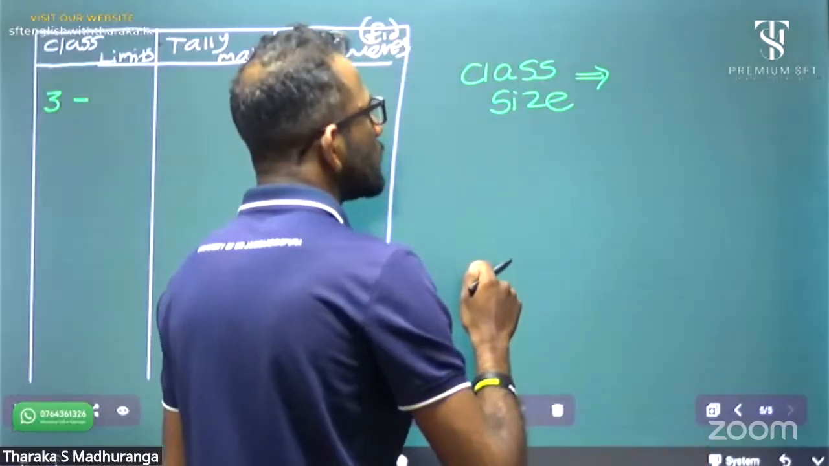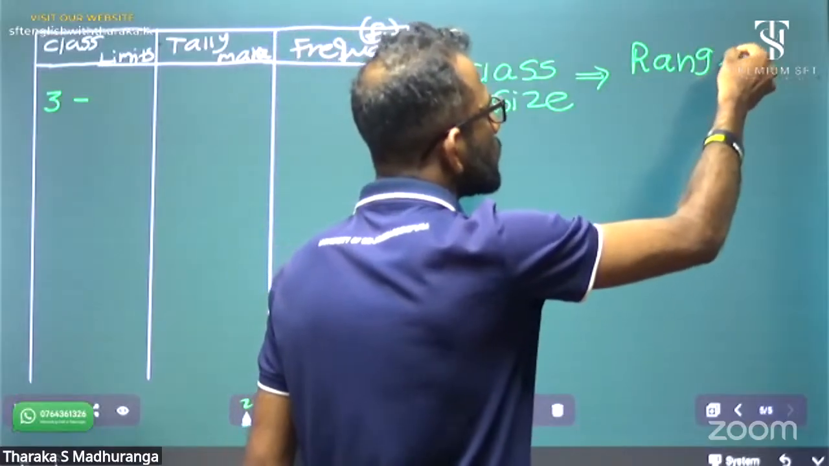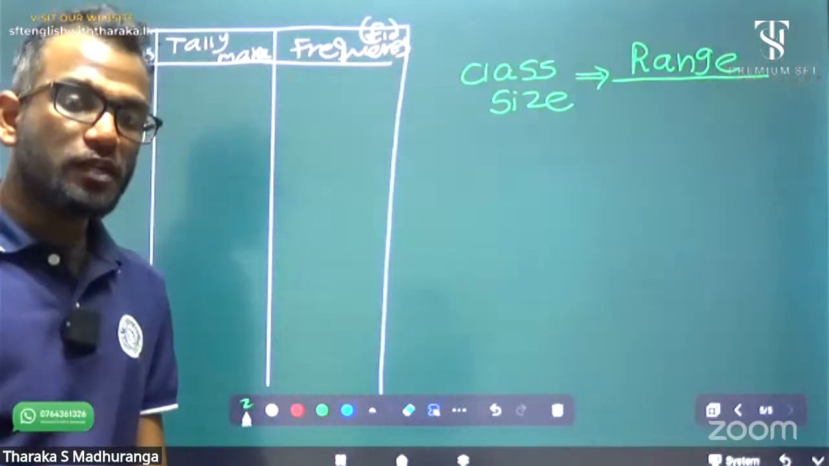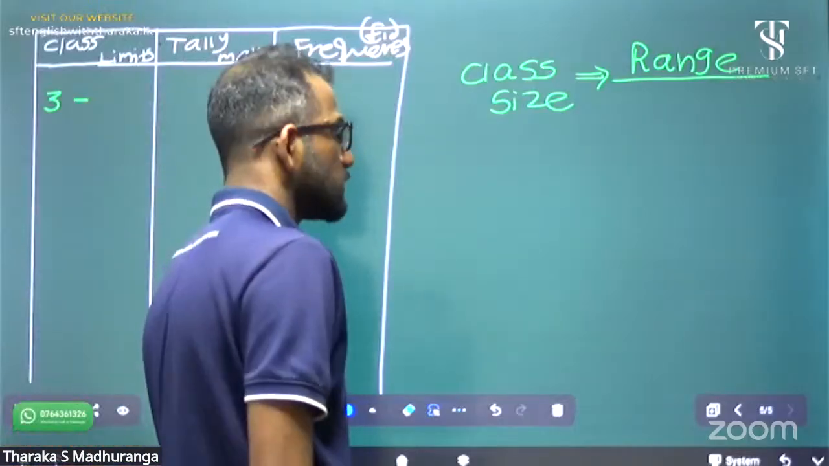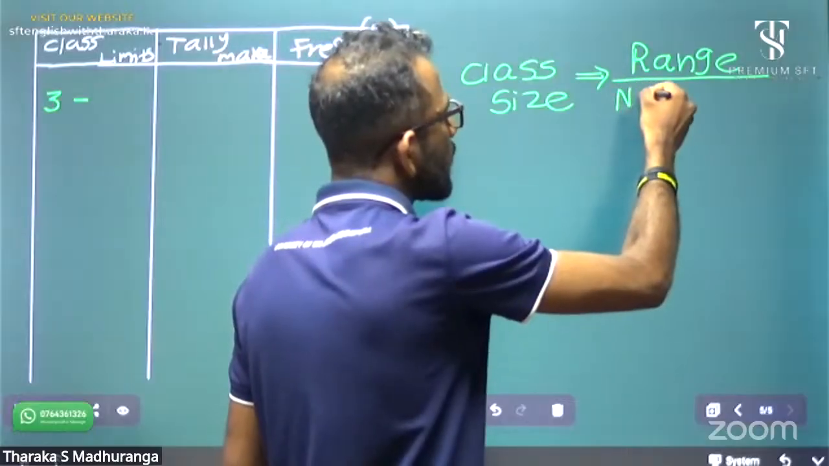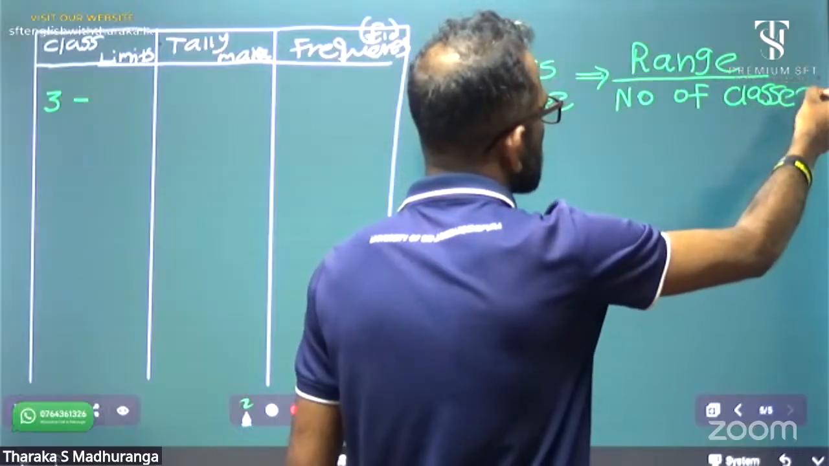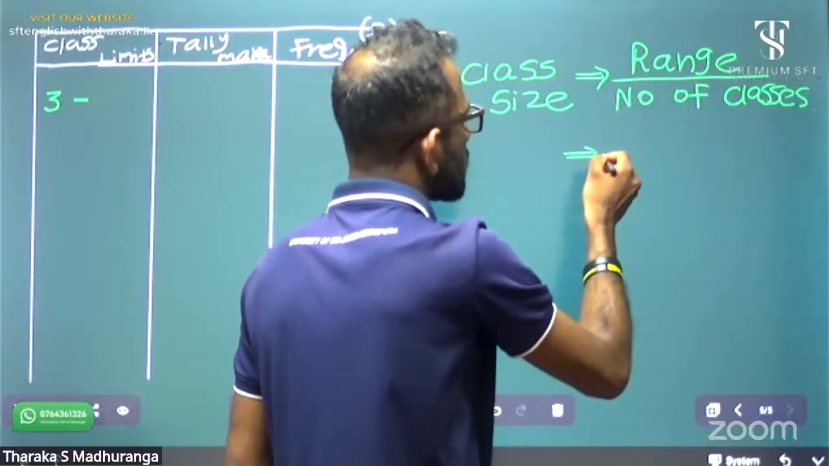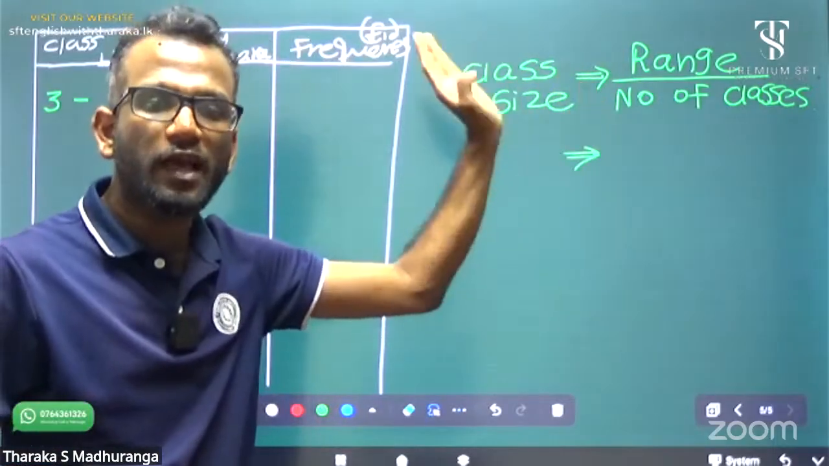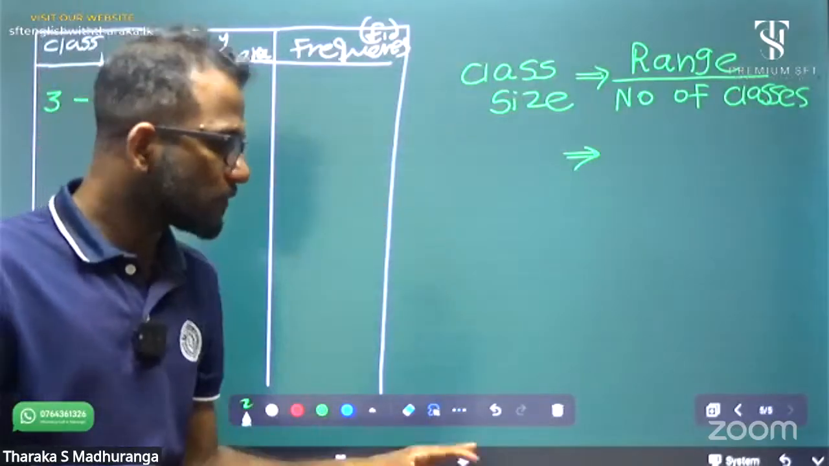Remember, this is a method. First, you can find the range of this distribution. If you don't know the upper class boundary or lower class boundary, you can use this second optional method to calculate the class size. Range divided by number of classes. This is the class size. And you have to be careful, I will explain.